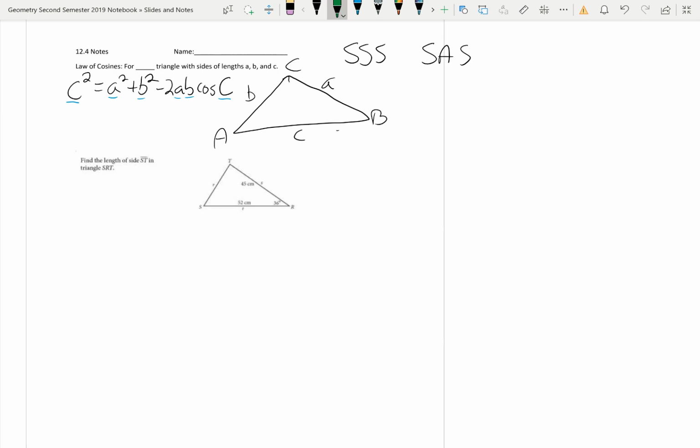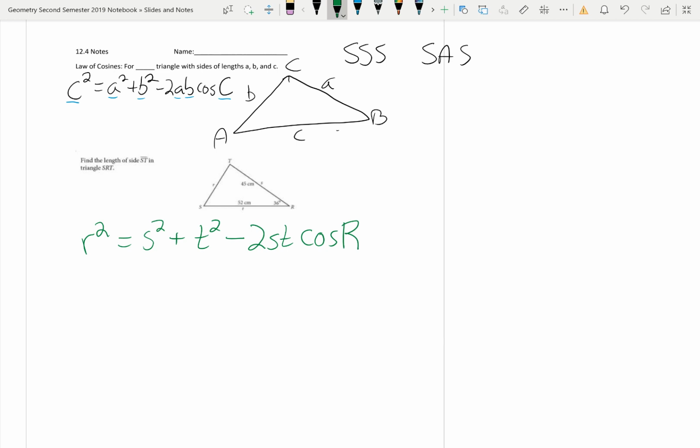Can we still use the formula? Absolutely. However, in this case, we're trying to find R. So R squared, what we're trying to find, is going to go all by itself. Then I'm going to put the other two sides right here and subtract off 2 times those two sides. And then the cosine, what do I do the cosine of? Well, if I'm trying to find side R, I'm going to do the cosine of angle R. Okay.